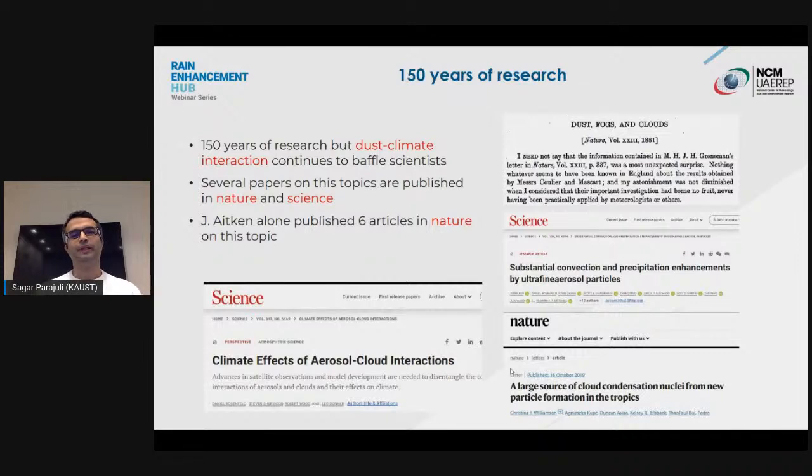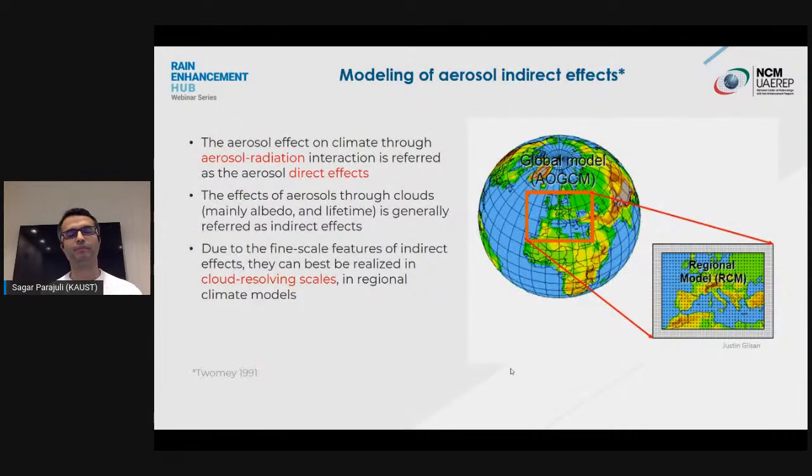Well, there has been 150 years of research, as Yusuf mentioned earlier, but the dust-climate interaction continues to baffle scientists. Several papers on these topics are still published in Nature and Science. John Aitken alone published 6 articles on this topic. I'm talking about the 1880s. So this clearly shows the importance of this topic.